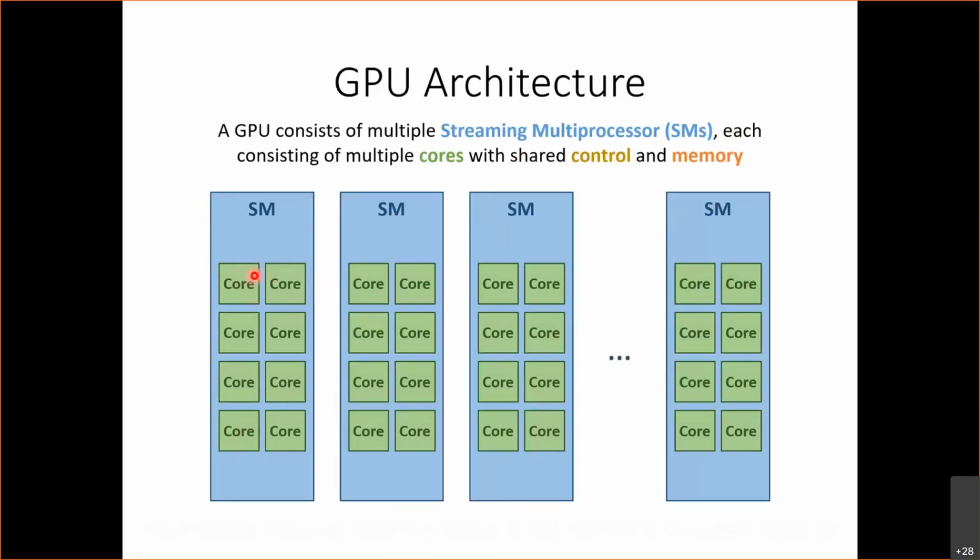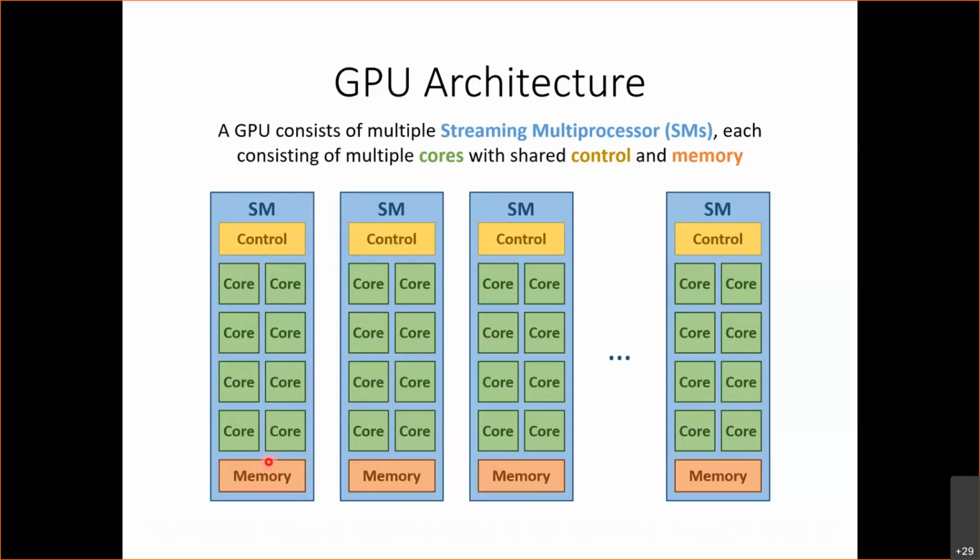And the cores in the SM share some kind of control. By control I mean the different kinds of control logic that processors usually have to execute instructions, and they also share some kind of memory. So the GPU is broken down into many SMs.